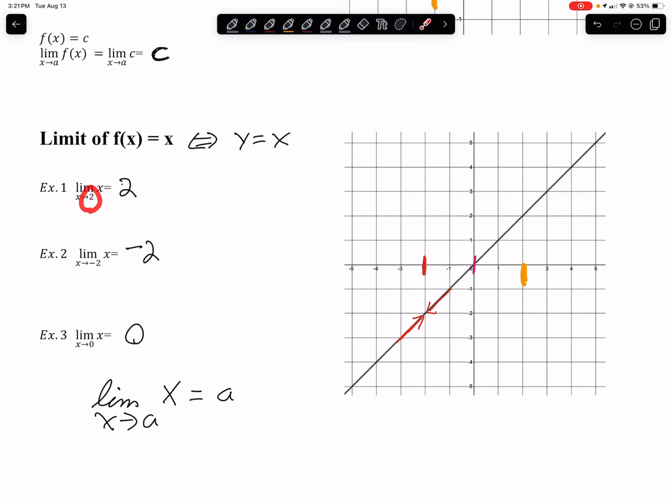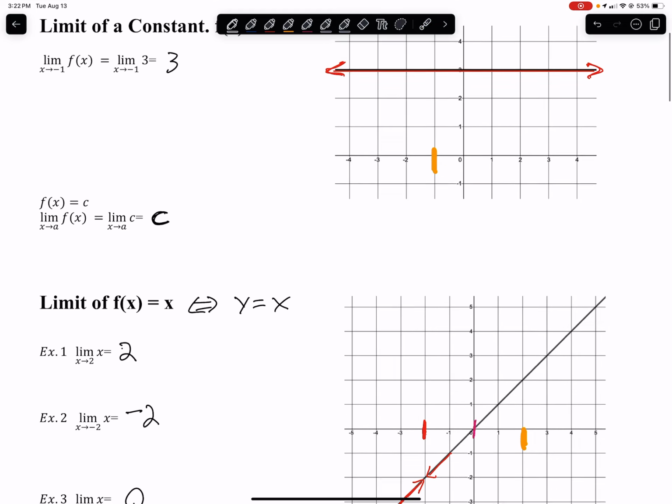Whatever that approaches, that's the limit. Negative 2, negative 2, 0, 0. Approaches a, that limits a. Because you're looking for the y value of this, well, the y value is the same as the x. So whatever a approaches or x approaches, that's what the function will approach. So that's going to be your next one.